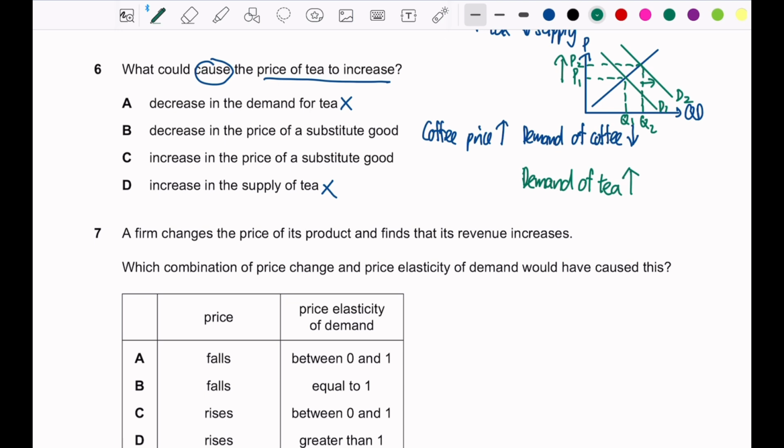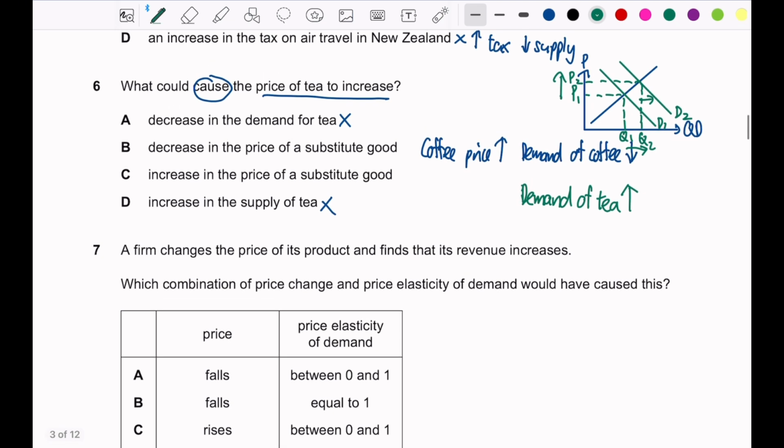Okay, so when price increases, the quantity demanded also increases. So we know that the increase in the price of a substitute will cause the quantity demanded of tea to increase. By the way, this is the quantity demanded of tea, so you are not confused. So when the coffee price increases, the demand for tea will also increase. So we know that the answer is C.